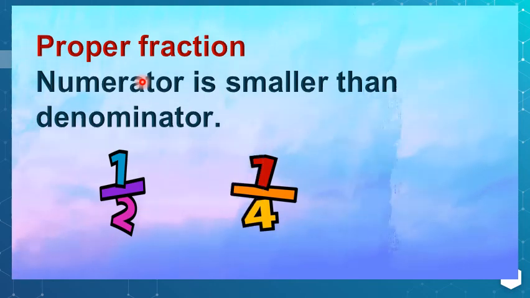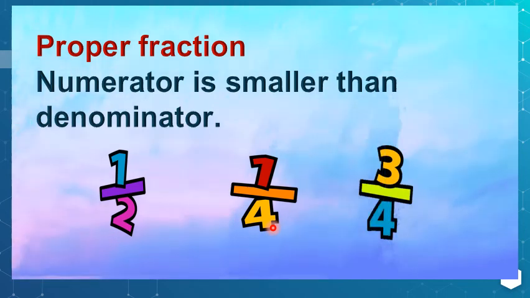In the next example, you can see 1 upon 4 or 1 by 4. It is also a proper fraction because its numerator is smaller than its denominator. And in the third example, 3 by 4 is also a proper fraction because its numerator is smaller than its denominator.